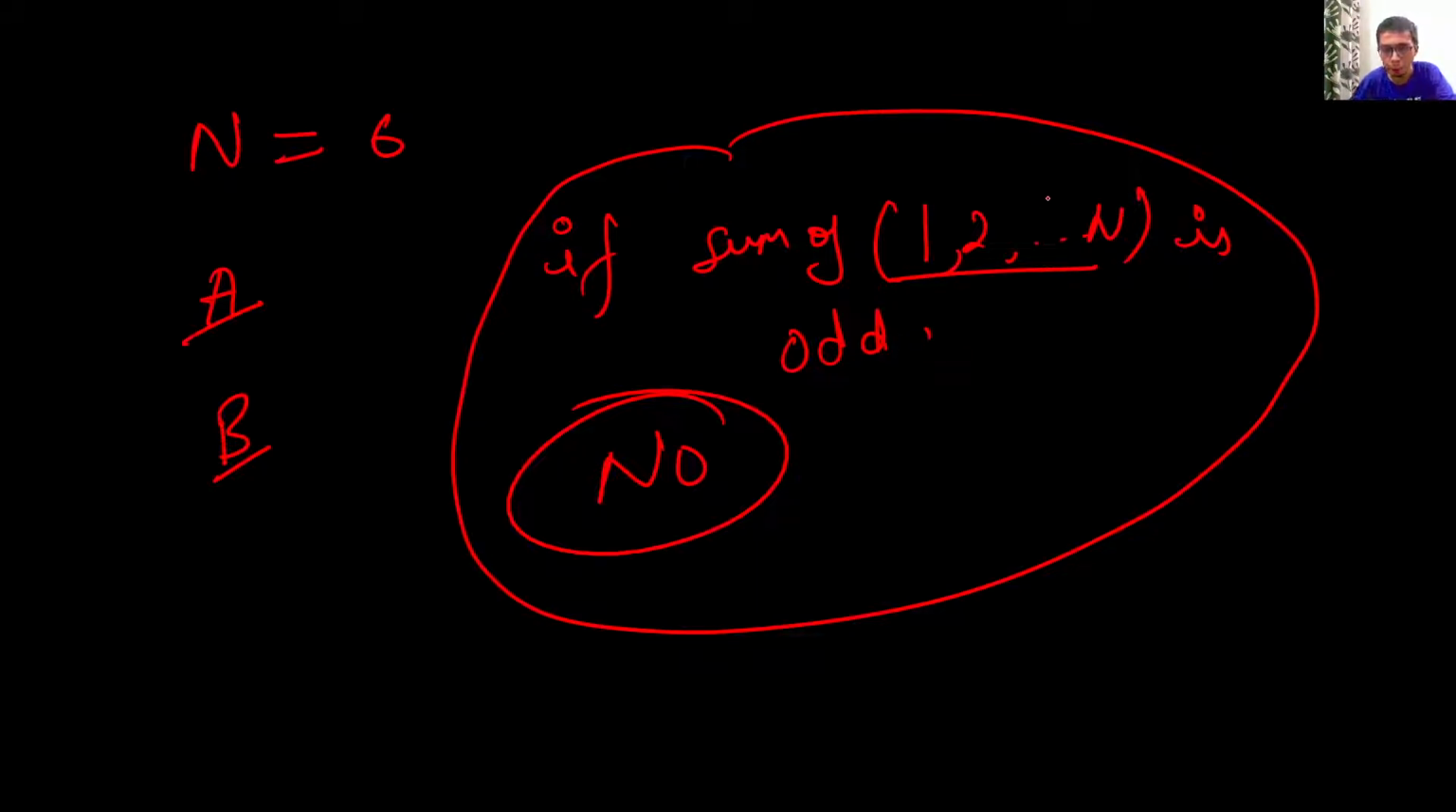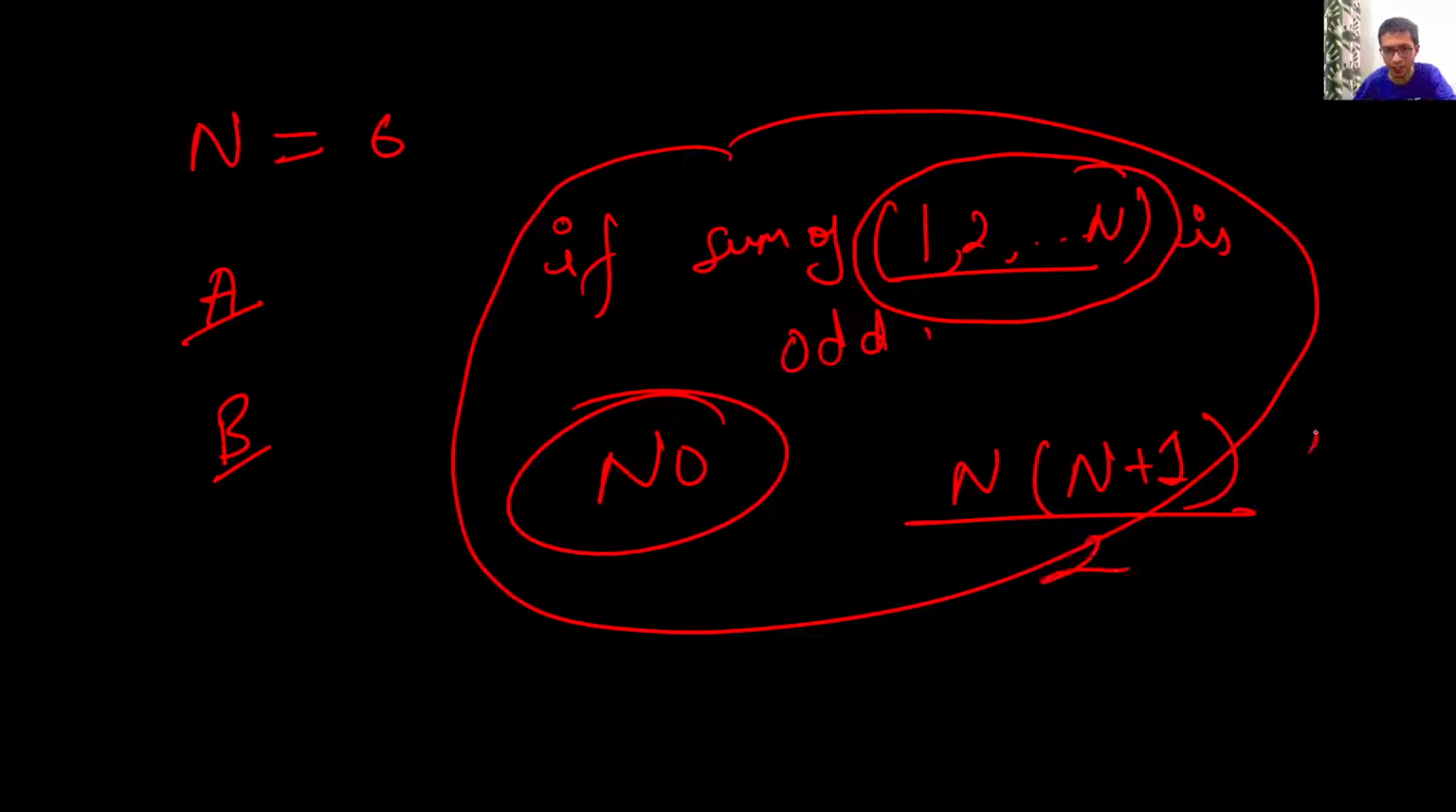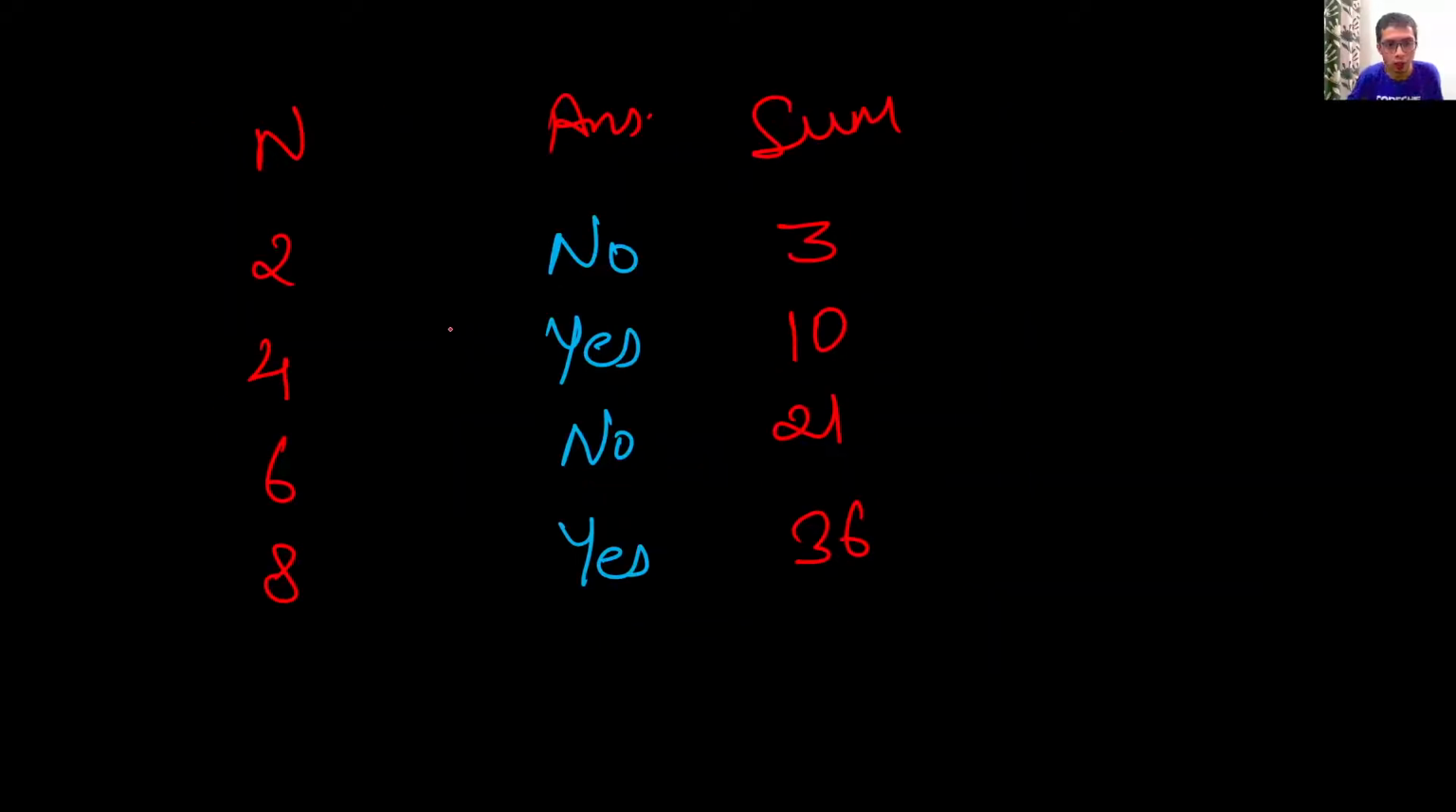Now you may use a loop for this, but this would increase the time complexity. Hence you can also use the direct formula n into n plus 1 divided by 2, which is the direct formula for finding the sum of n natural numbers. We can see that when n is 2, the sum is 3. When n is 4, the sum is 10, n is 6, sum is 21, n is 8, sum is 36.